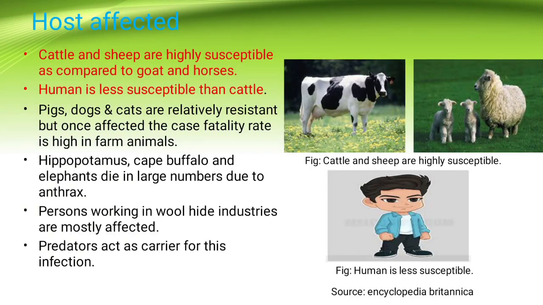Now the hosts affected. Cattle and sheep are highly susceptible. Humans are less susceptible than cattle. Pigs, dogs and cats are relatively resistant, but once affected, the case fatality rate is high in farm animals. Hippopotamus, Cape buffalo and elephant die in large numbers due to anthrax. Persons working in wool industries are mostly affected. Predators act as carriers for this infection.